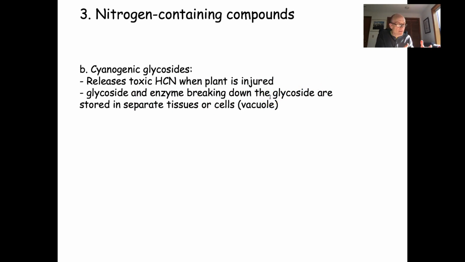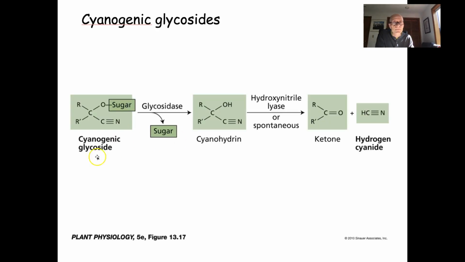And so only when the cell is actually physically broken and the vacuole injured, popped, do these two substances come together in contact, and then the following reaction occurs. So here you have your cyanogenic glycoside, not toxic by itself, but when they come together, the sugar is split off, which detoxifies this compound. And through these intermediate steps, you end up with cyanide, hydrogen cyanide, right?